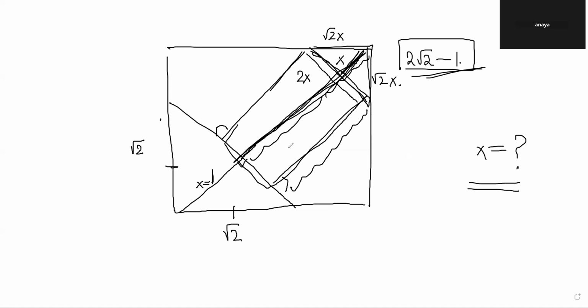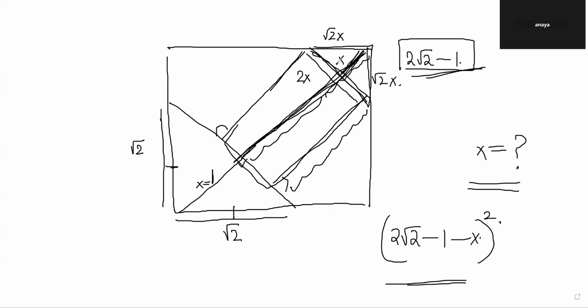Once you get x, you need to find out not the value of x. You need to find out the value of 2 root 2 minus 1 minus x square, right? So the question is solved because this triangle is an isosceles right angle triangle and the other side also there is a similar situation happening. Obviously, there will be other ways to do the problem. However, this is an easy way to think about it at least.